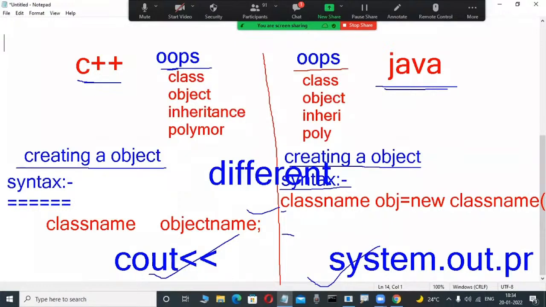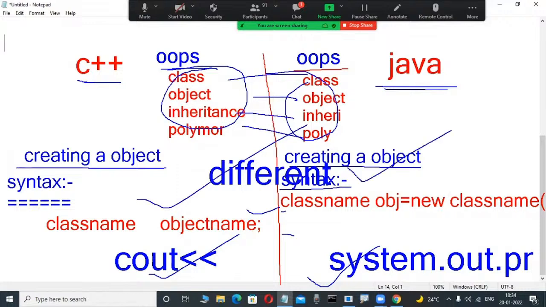But conceptually, are some OOP concepts the same or not? Same. OOP concepts are the same. What is a class? What is an object? What is inheritance? What is polymorphism? Same. But syntactically, totally different. Why? Because those are two different languages, two different products from totally different companies. That's why the functions are different and the syntax is also different.